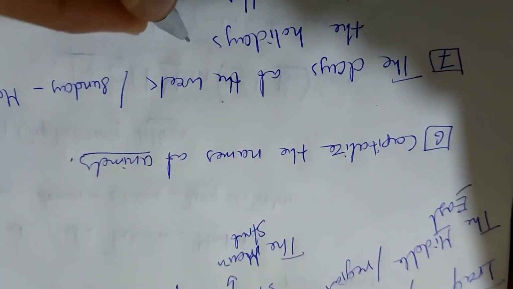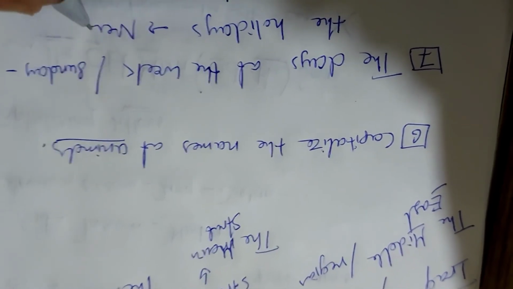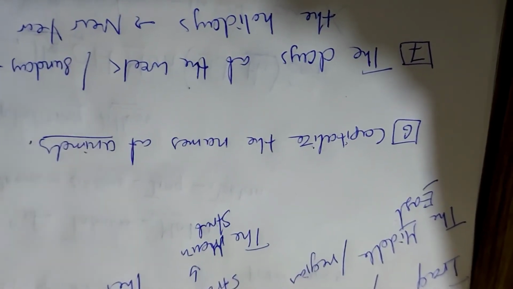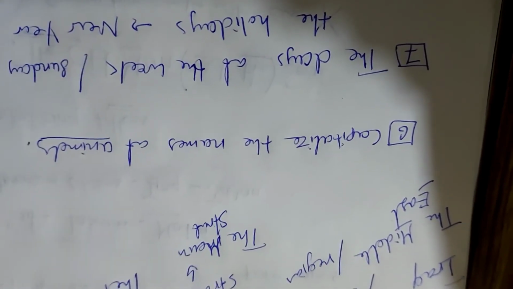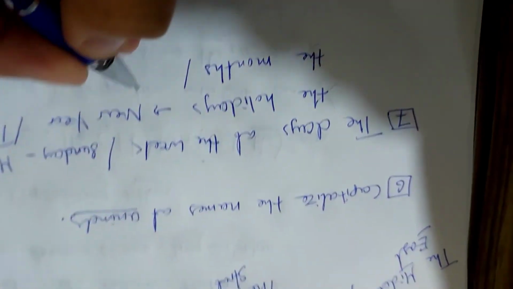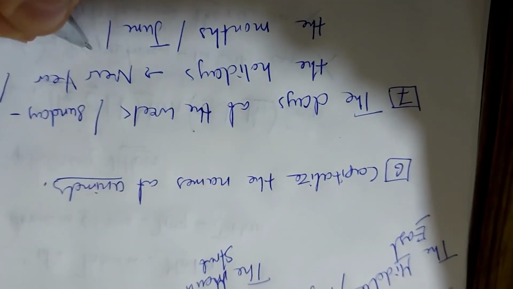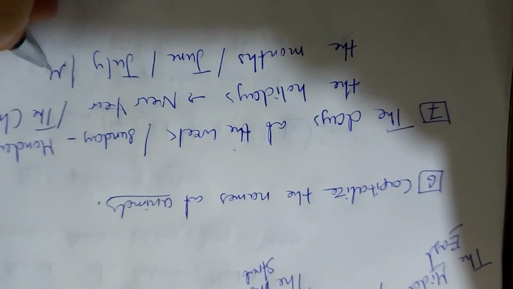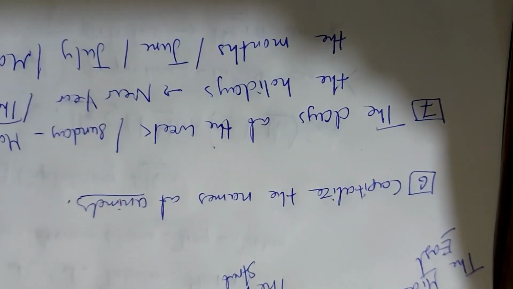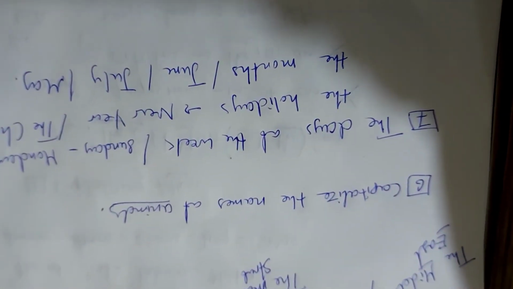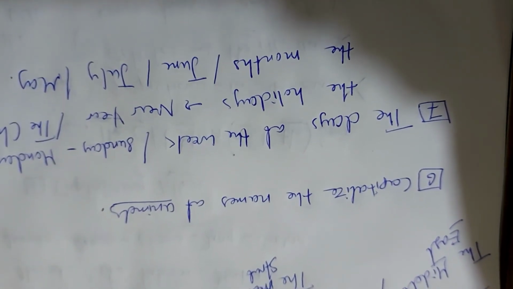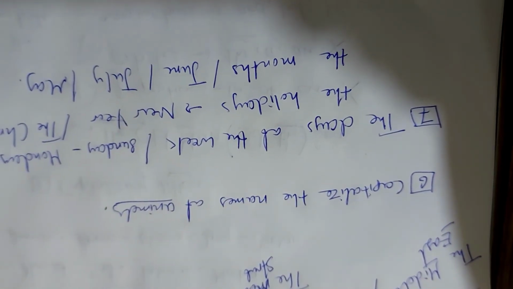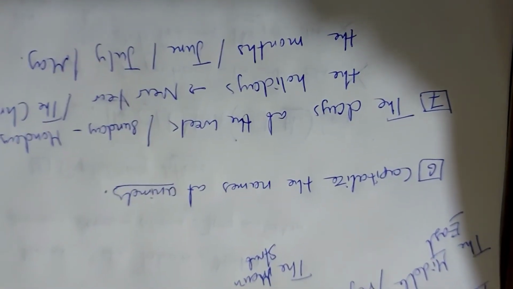As for the holidays, let's say the New Year holiday, the Christmas holiday, and so on. The months, we have June, July, May, and so on. June, July, May, so we have to capitalize all of these. I'll stop here, grade 8. Wait for the second part about capitalization.